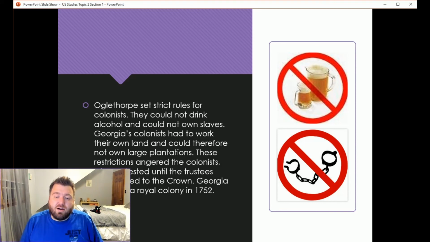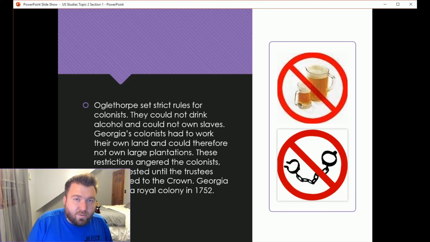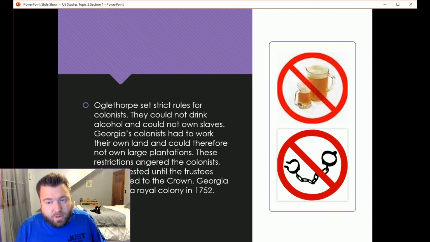These restrictions angered the colonists, who protested until the trustees surrendered to the crown. Georgia became a royal colony in 1752. So 1752, that's when they go from a proprietary colony, which means it's owned by like one person, or in North and South Carolina's case, the Lords Proprietary.